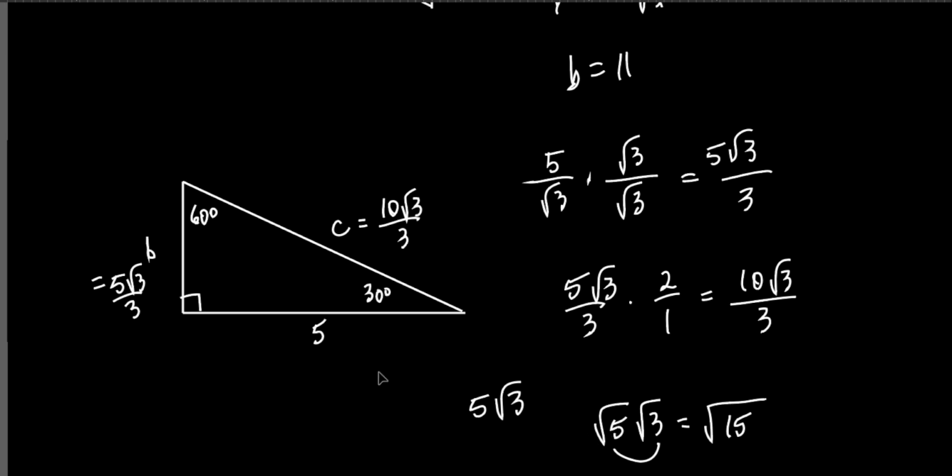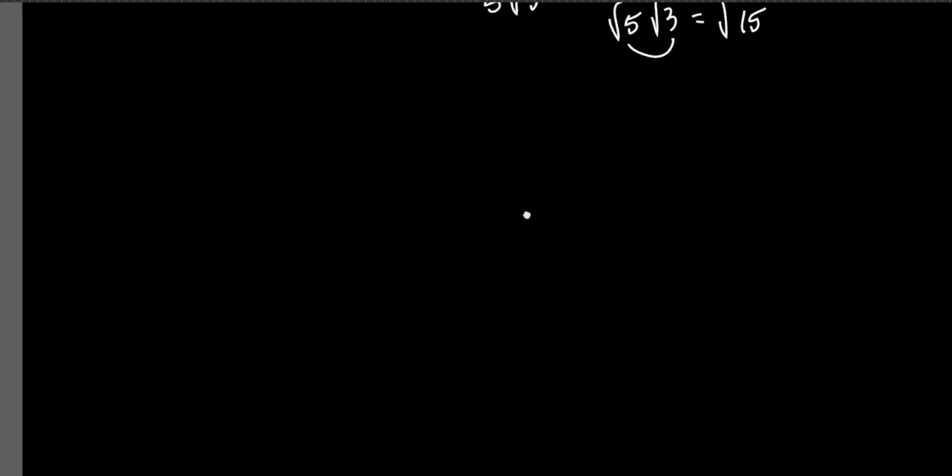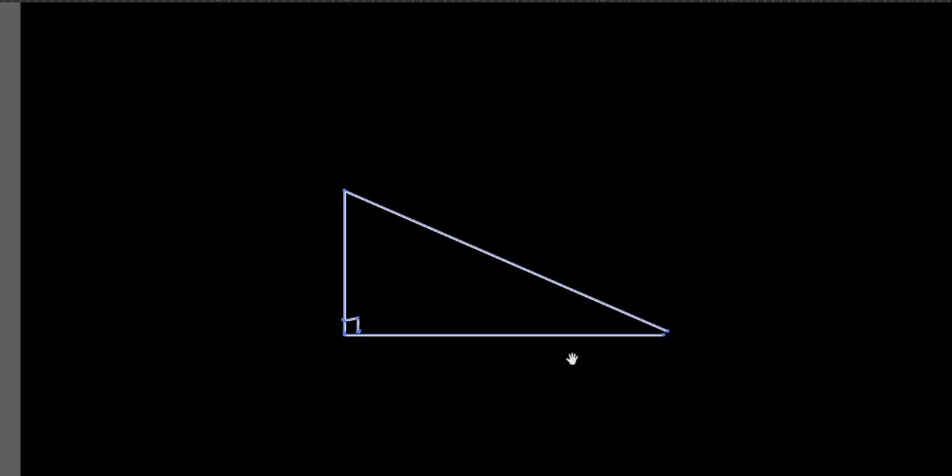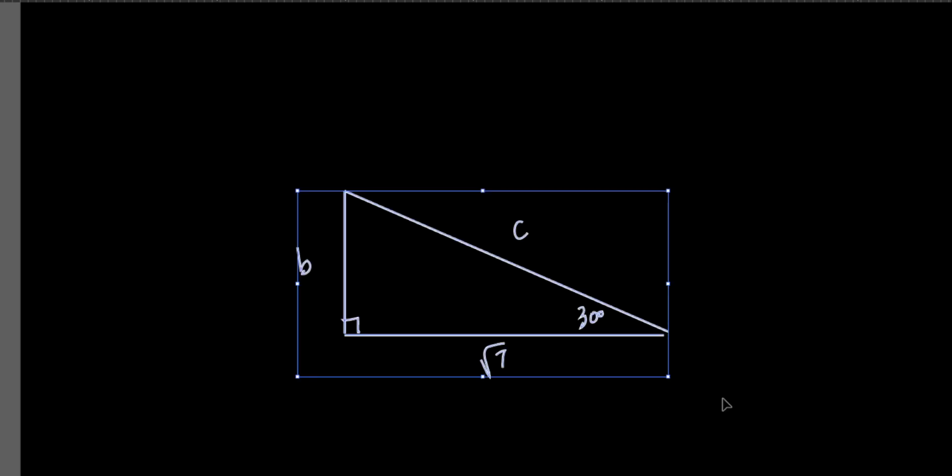So in fact, let's just do that. Let's just start from scratch. There's my triangle right there. Let's make this a weird number. Let's make it the square root of 7, and let's say this is 30 degrees. Everybody with me? We're going to solve for B and C. Let's scooch this over.